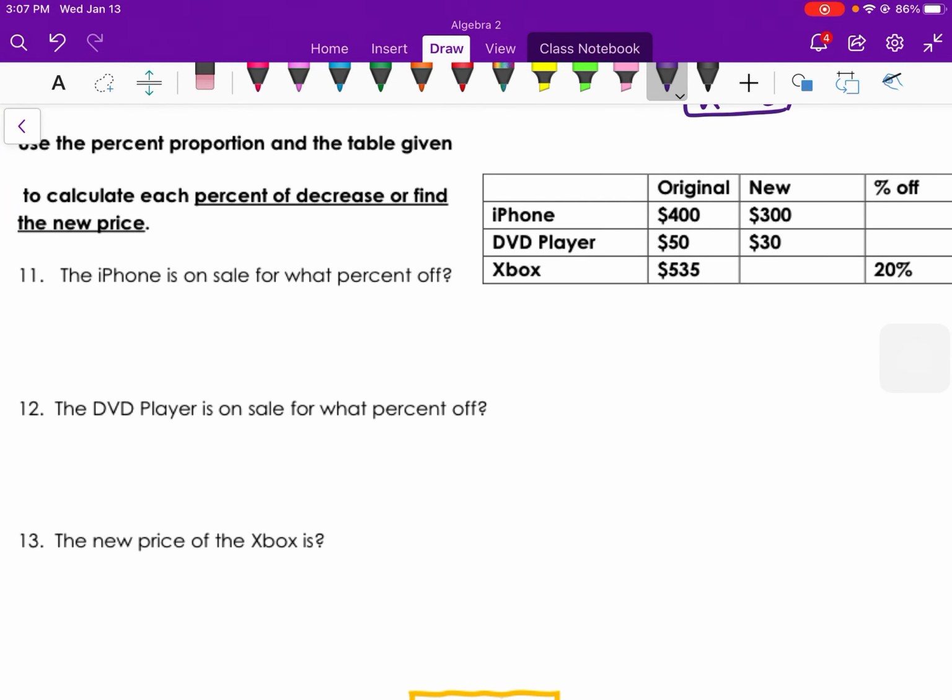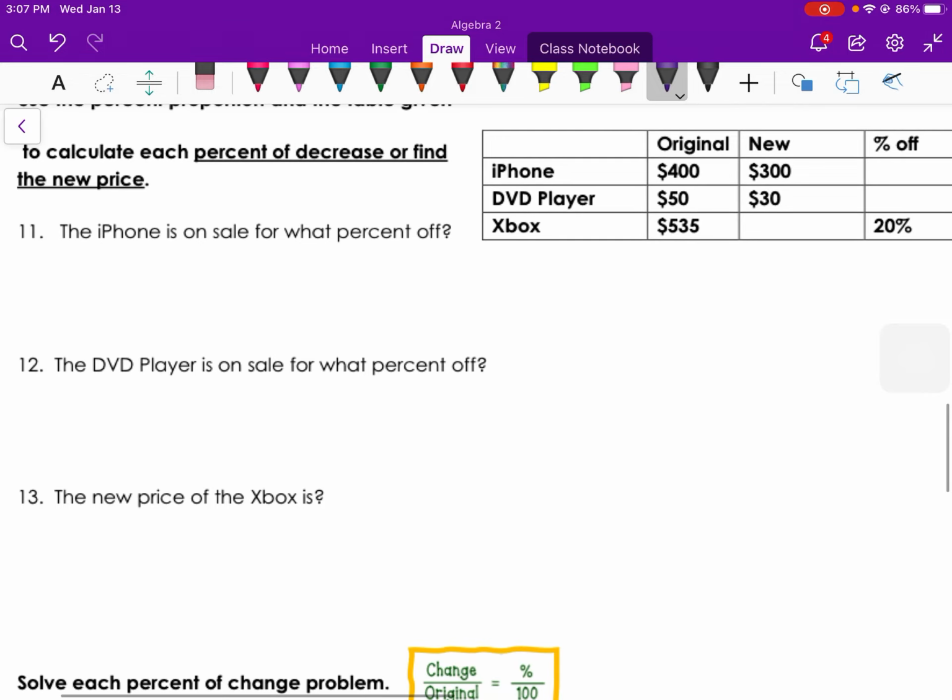Solving for percent proportions. Oh, the percent decrease or the percent increase. Okay, so here we're given the original value for the iPhone was $400 and now the new iPhone price is $300. So this must be an older iPhone or getting a deal.